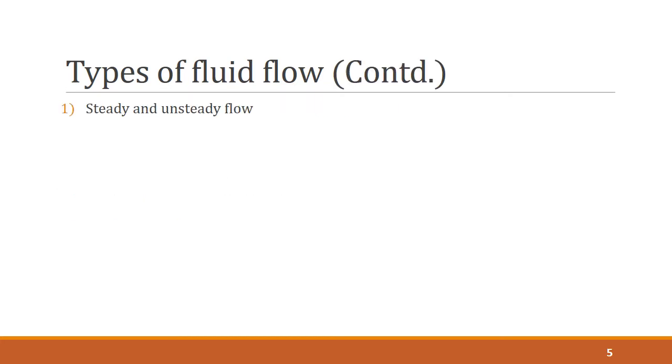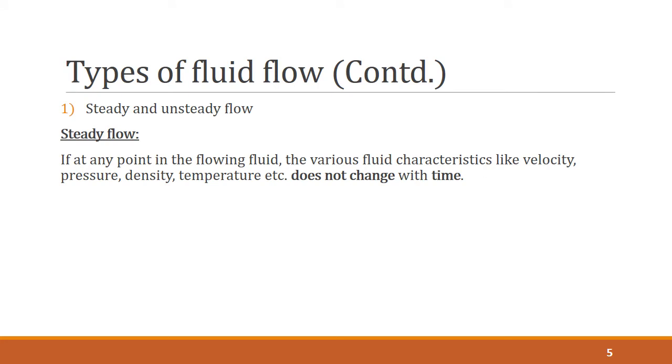So steady flow and unsteady flow. If at any point in a flowing fluid, the various fluid characteristics like velocity, pressure, density, temperature, etc. do not change with time. That is, you're standing at a point and you're describing the fluid characteristics like velocity, pressure, density, temperature, etc. at that particular point at different time intervals. And you notice that as the time progresses, the properties are not changing. That is, the properties of the fluid do not change with time. Then that type of flow is known as steady flow.